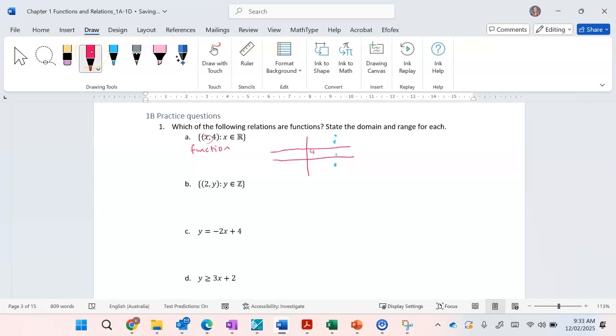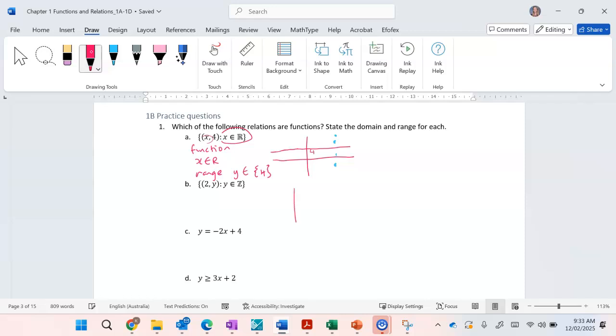Your domain is given to us here. So x is any real value. That's your domain. And your range is just the y values. So it's just 4, the only value, written in squiggly brackets.